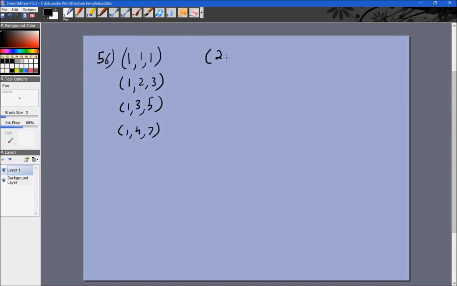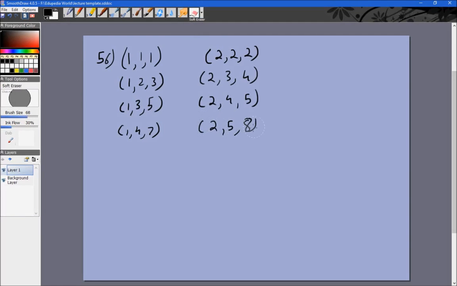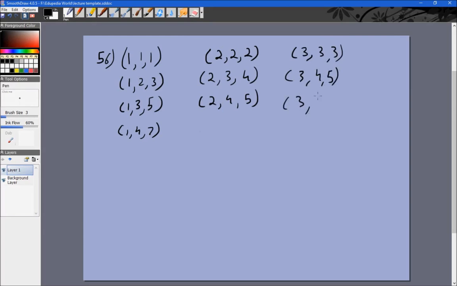What if XA is 2? Then the other 2 can be 2. That's fine. 2, 3 will give us 4 here. 2, 4 will give us 5 here. And 2, 5 will give us 8 here. But 8 is not in XC. Right? It only has 1 to 7. So this will not happen. Similarly, XA can be 3. So you can have 3, 3, 3. 3, 4, 5. 3, 5, 7. And you cannot have 3, 6, 9. Now this is a total of 10 cases out of a total of 105 cases.